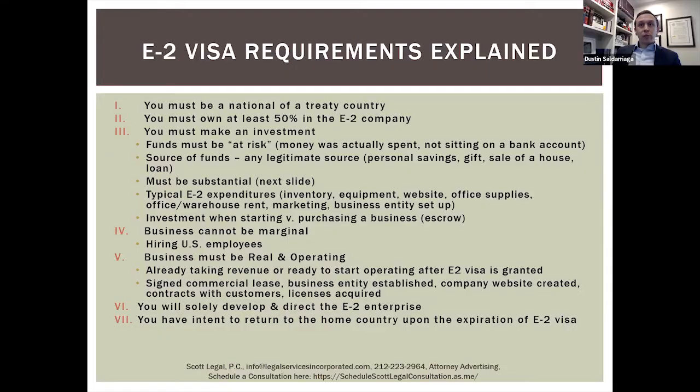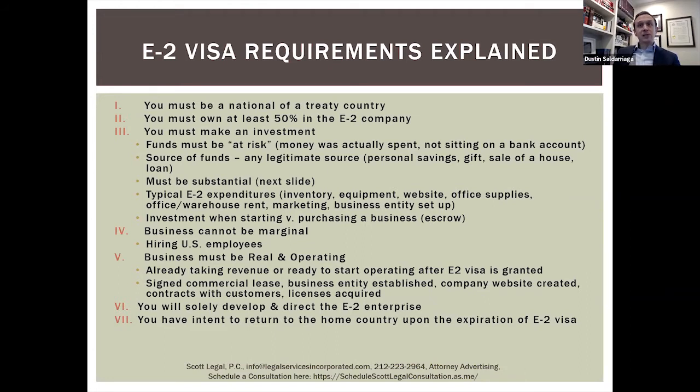Let's move on to this fourth bullet. The business cannot be marginal. Marginal, as it's used by the government, means that the business must be able to support financially more than just the investor and their family. So the government wants to see that this is a business that will employ, we like to say, at least 3 to 5 full-time US workers within 5 years of operations. A US worker is really anyone who's legally able to work in the US, whether a US citizen, permanent resident, or someone on a visa.